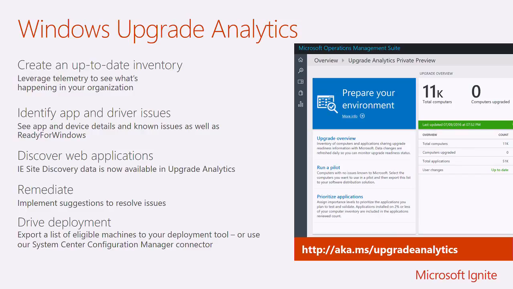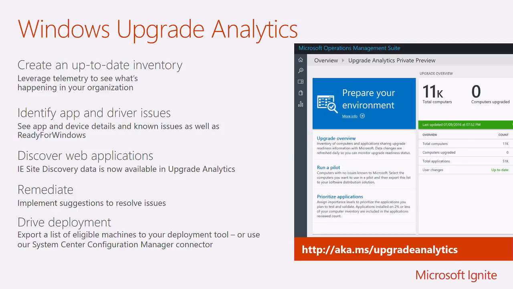Then we want to discover web applications. So we know that in a lot of cases, the applications that are being used heavily within your organization won't necessarily be standard Win32 desktop apps. If you're a web app heavy organization, then you'll really benefit from our new IE Site Discovery feature. This allows you, and it is opt-in, so this is off by default, but this allows you to see which websites are most visited within your organization, and so you can rationalize over those web apps as well.